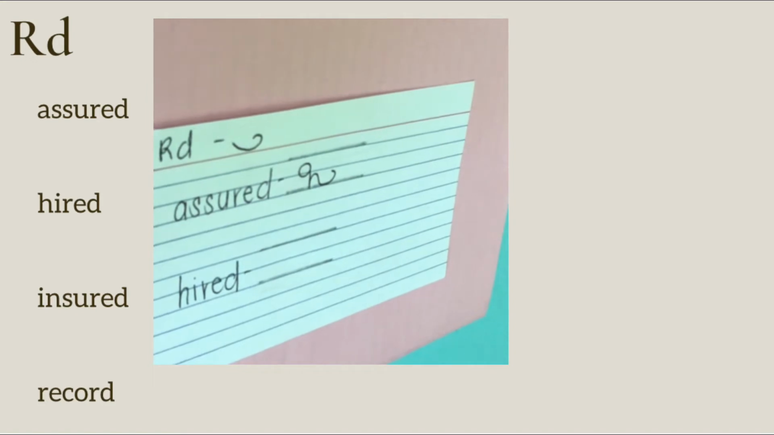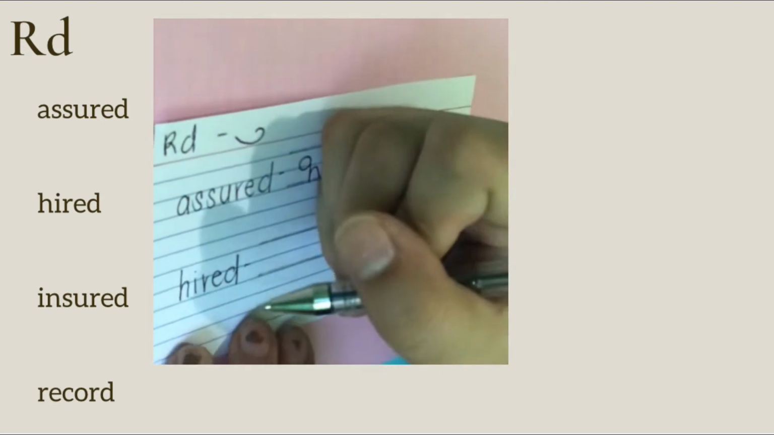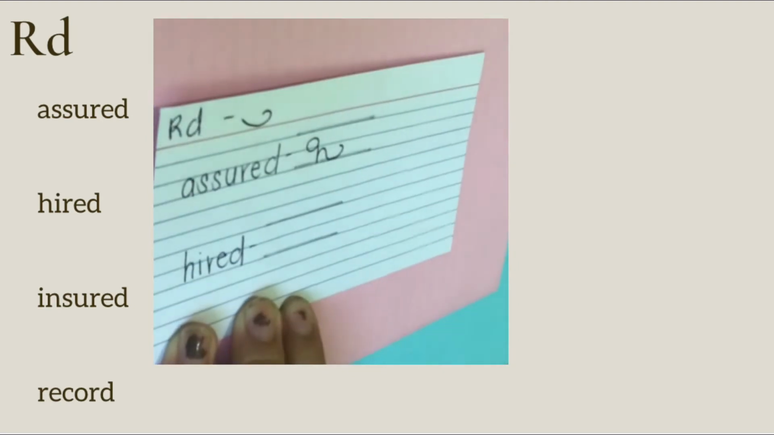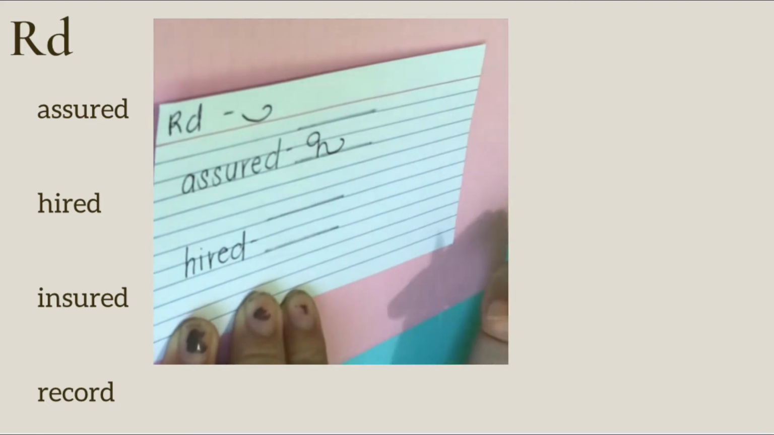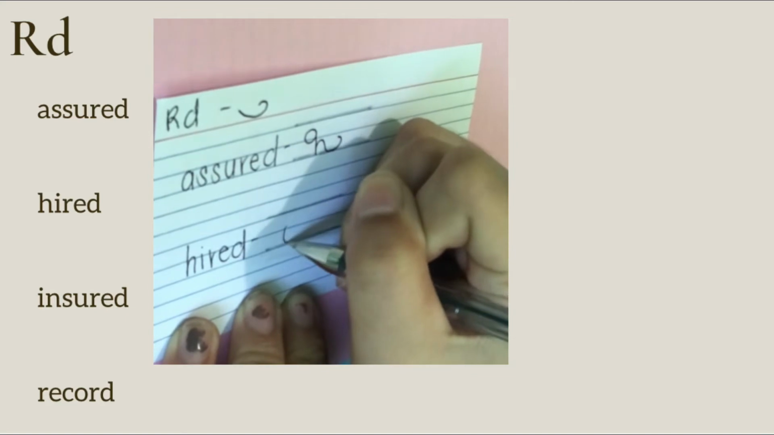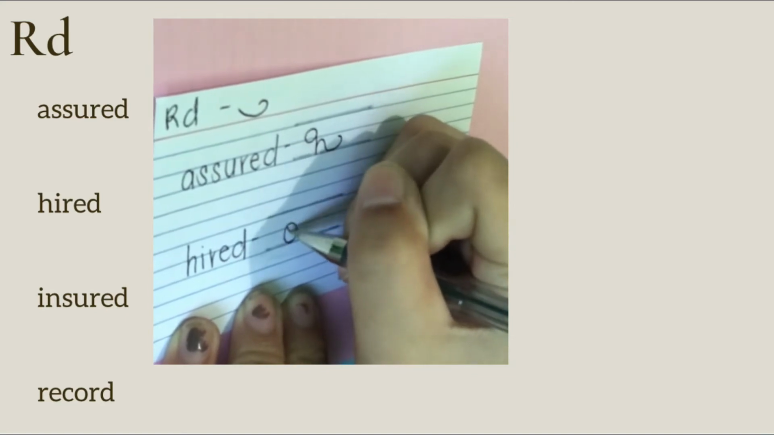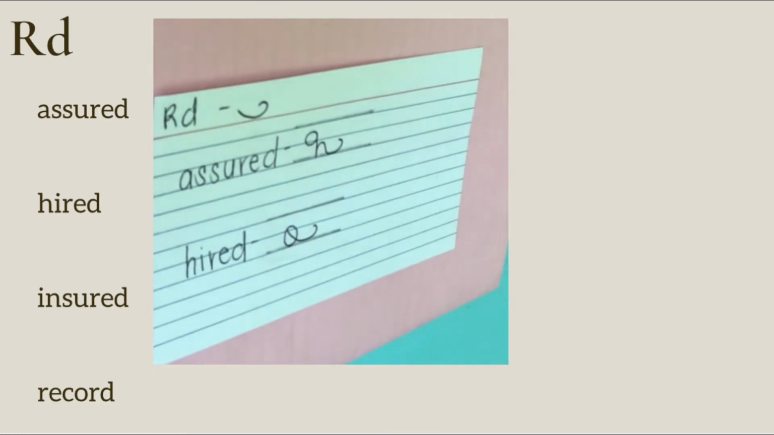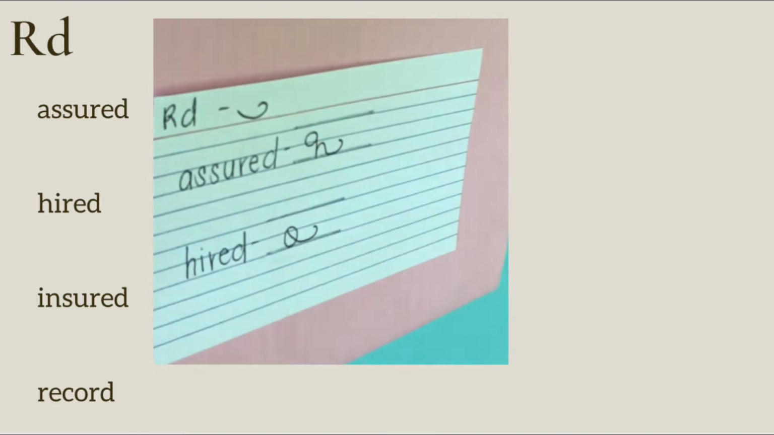So the next word is hired. We have here the sounds of H, I, and the RD combination. This is how you do the stroke of hired. The broken circle and the RD combination. That's the stroke of hired.